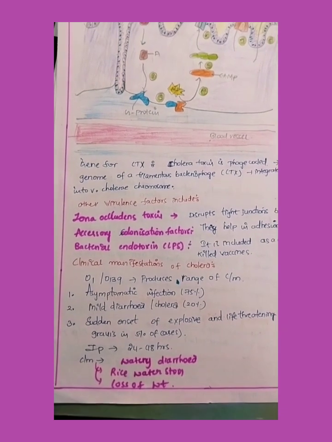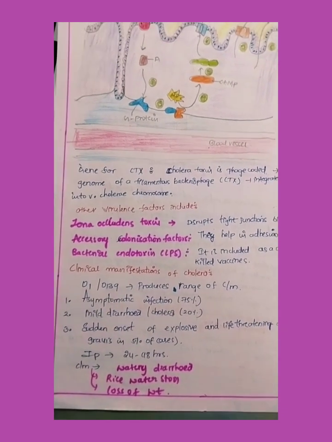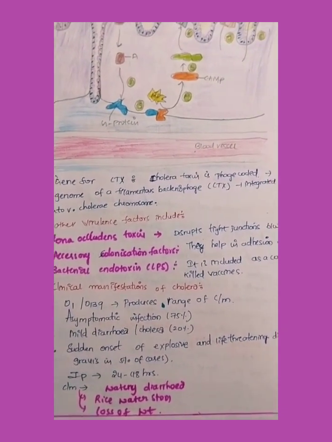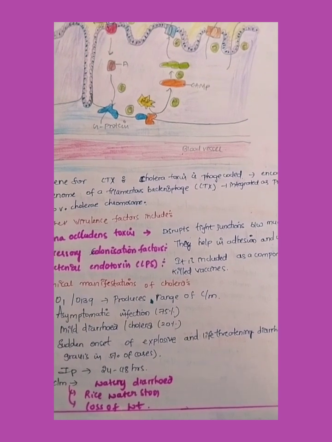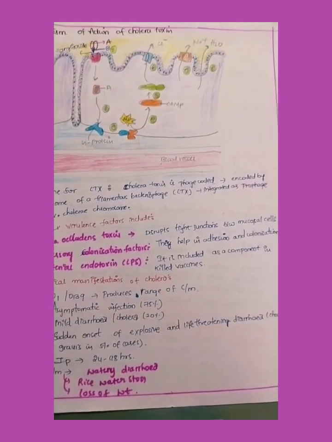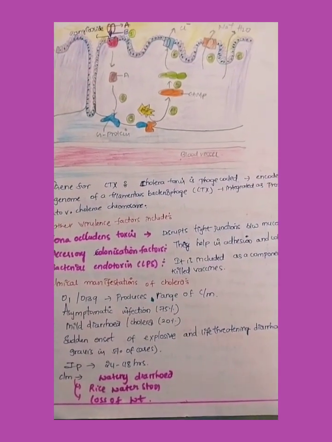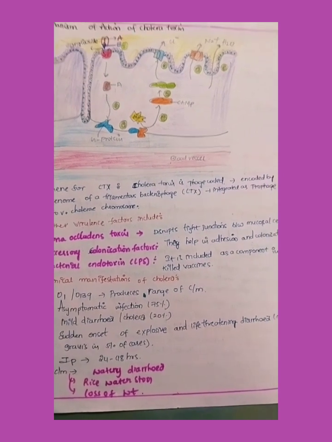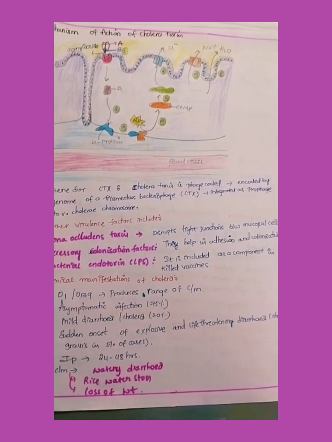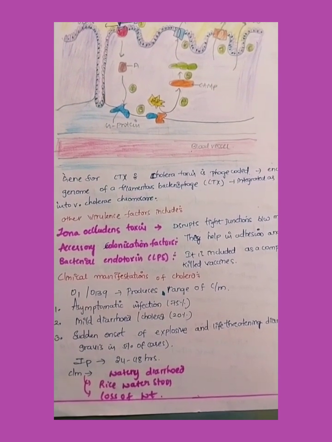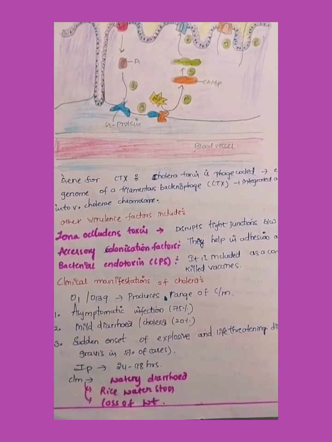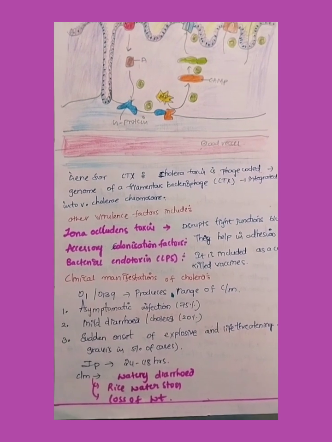Okay, what are the other virulence factors? Other virulence factors are zona occludens toxin, which disrupts the tight junctions between the mucosal cells, and accessory colonization factors, which help in adhesion and colonization. Bacterial endotoxin lipopolysaccharide is included as a component in killed vaccines. This lipopolysaccharide is not virulent, but it is immunogenic, so we are using it in killed vaccines.